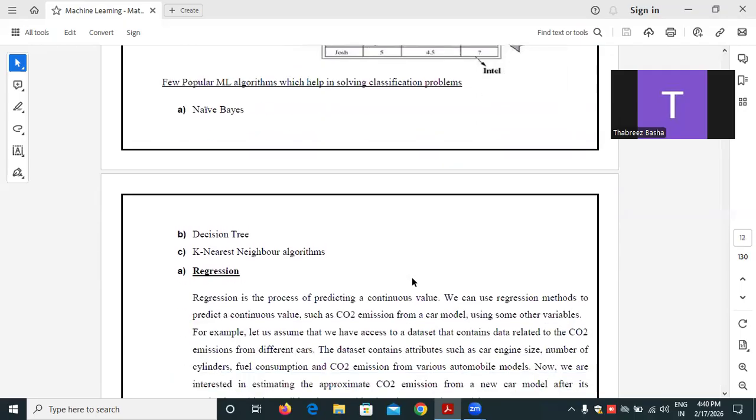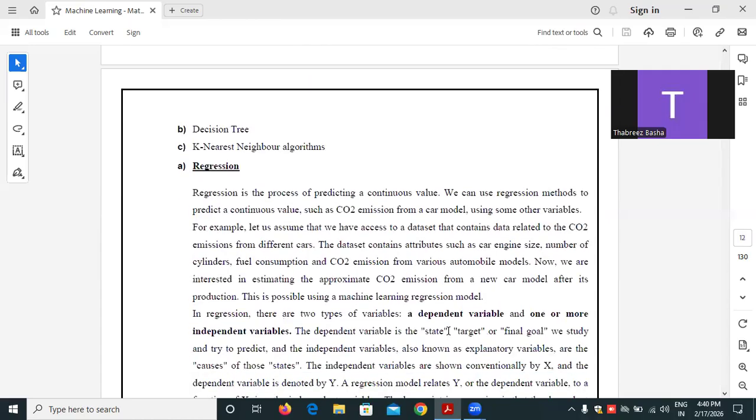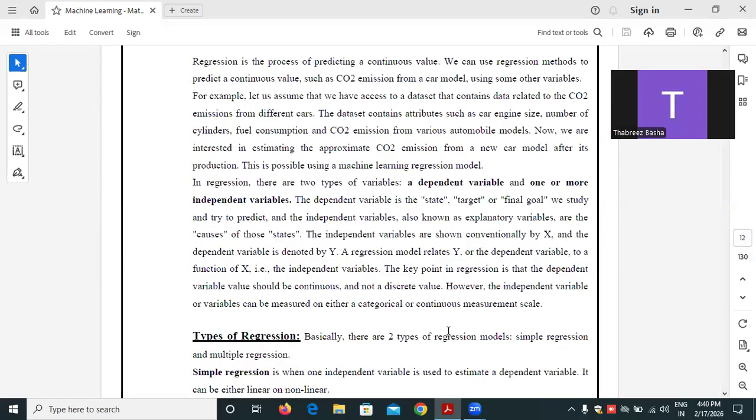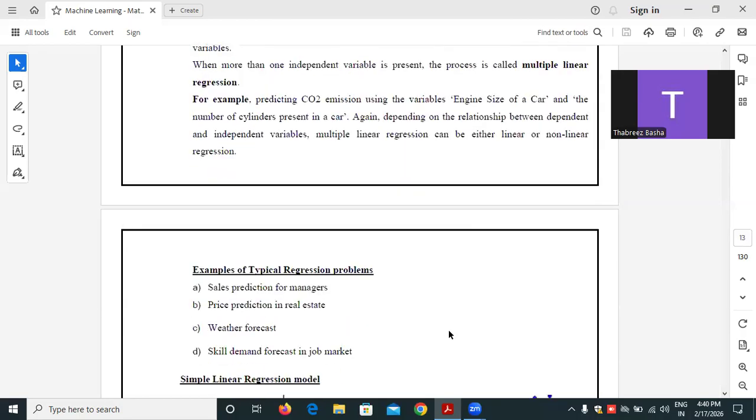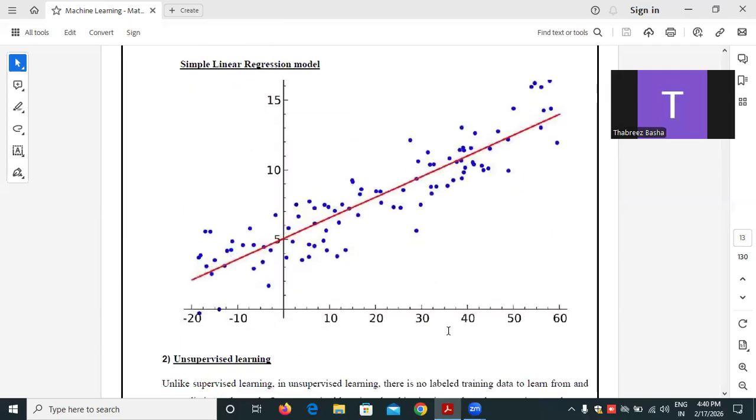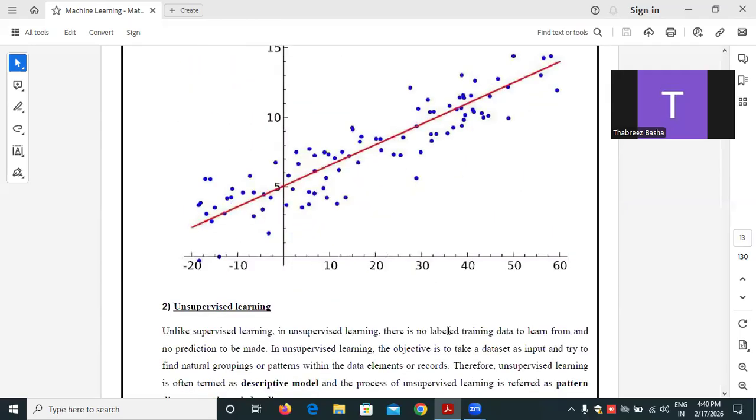Next, the regression topic. Regression is the process of predicting continuous values. We can use a regression model to predict a continuous value, such as CO2 emission from a car model. This is one of the best practical examples for a regression model. It means CO2 is one of the emissions for a car model. And types of regressions are mainly divided into three types: simple linear regression, multiple linear regression model, and basically logistic regression model.